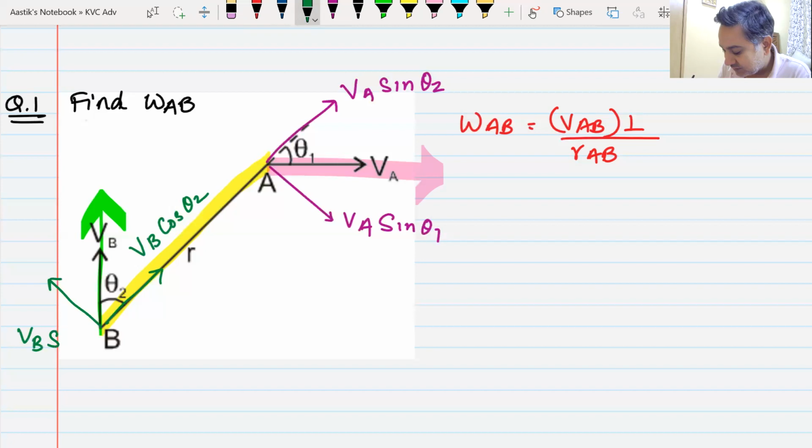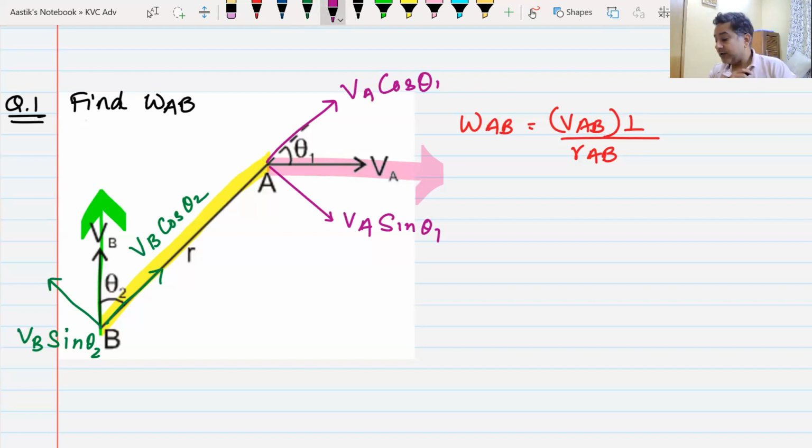You all understand this? Sir, here VA sin theta 1, theta 2, both? What? What happened? Any problem? Did I do anything wrong? You understood this? Yes or no? Sir, for A, you have resolved as 2 different something. I've written it wrongly. That is what you are saying? VA cos theta 1. Okay?